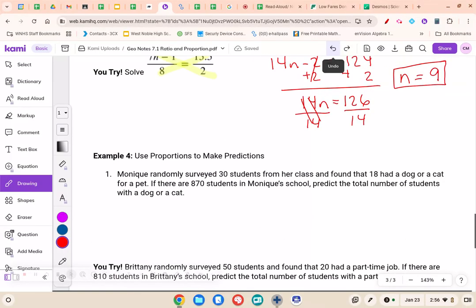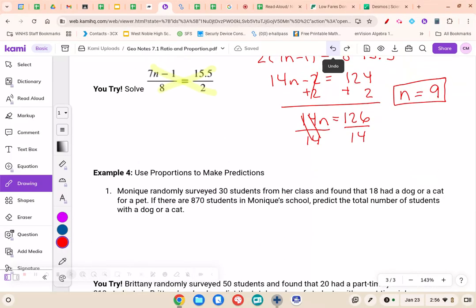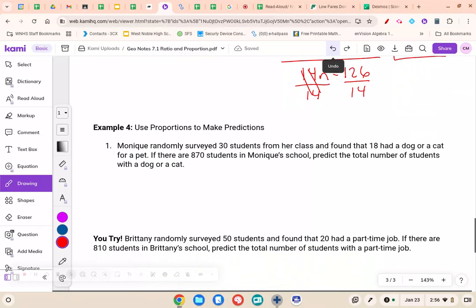All right, now we're going to use proportions to do some figuring out of things in a story problem context. So this says, Monique randomly surveyed 30 students from her class and found that 18 had a dog or a cat for a pet. If there are 870 students in her school, predict the total number of students with a cat or a dog.